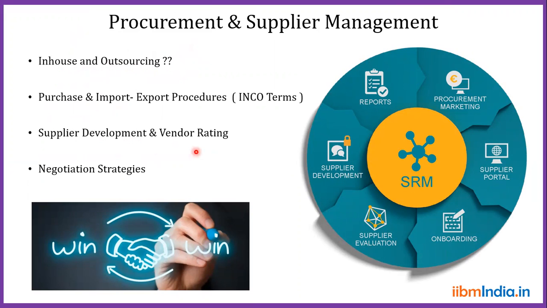And then there should be vendor rating, that is, an assessment of the supplier should be done on a regular basis, maybe for 6 months, 3 months, or yearly basis, which will keep that supplier motivated to perform better, to get the orders, right? And how that process happens in different companies, that we will study.